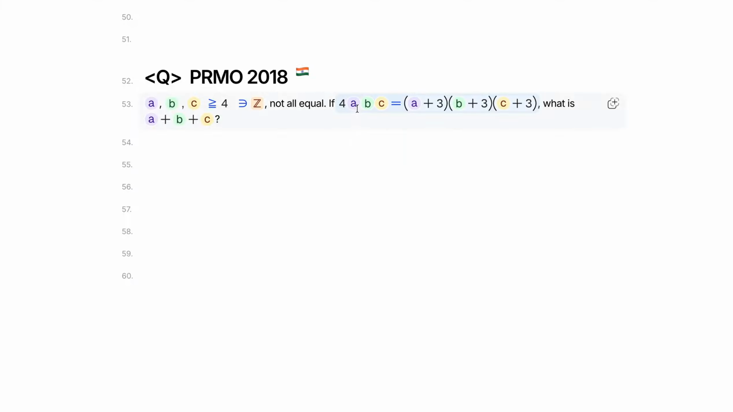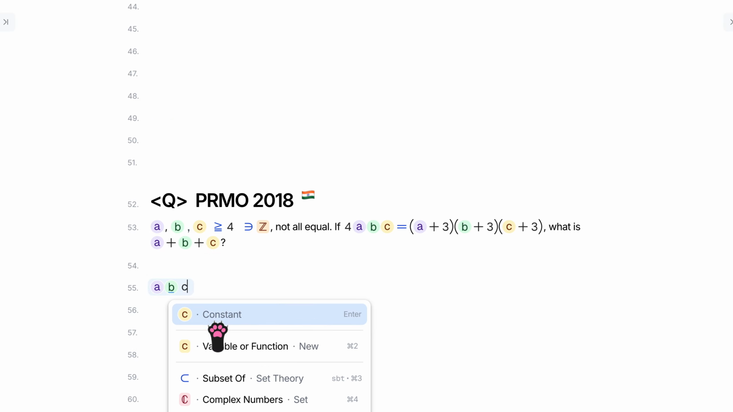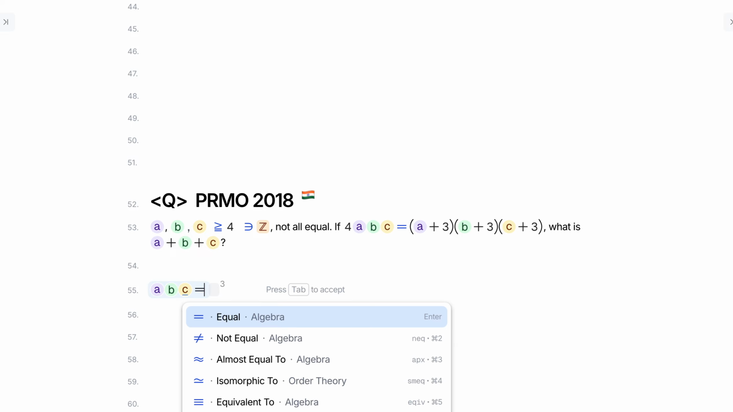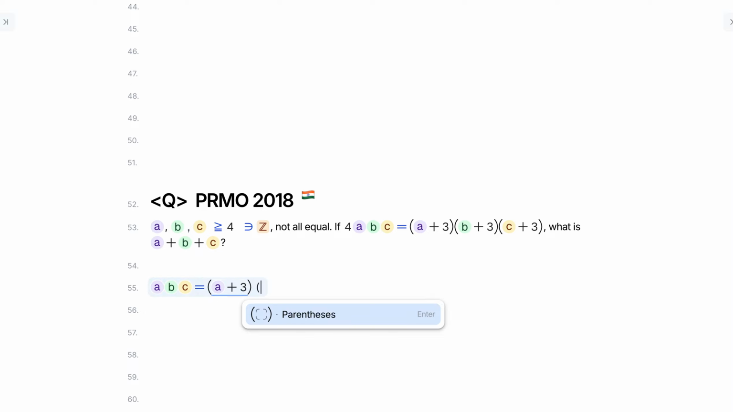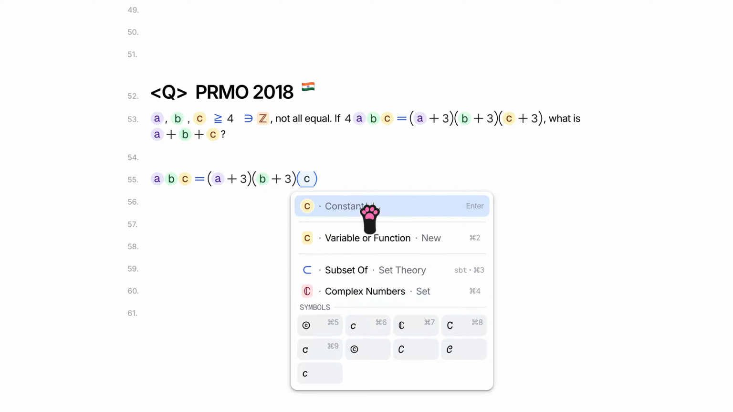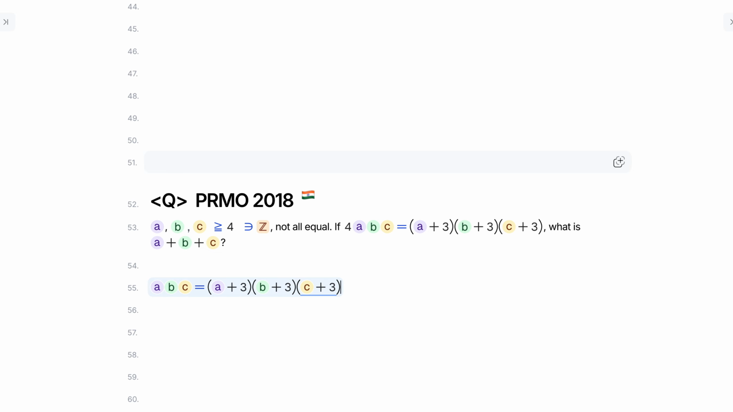Now they're saying that if 4ABC is whatever this is, then what is A plus B plus C? So you could have multiple routes for this question. What I thought was, you can write ABC as A plus 3 times B plus 3 times C plus 3 upon 4. So basically, you're just taking this 4 into the denominator here, right?